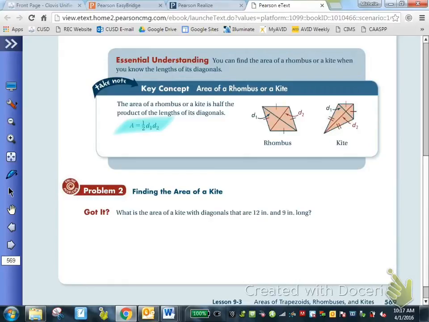So let's do a problem and then we'll do some practice. What is the area of a kite with diagonals that are 12 inches long and 9 inches long? So a kite looks like that second one. It has 2 congruent pieces and then 2 other congruent pieces. I think I need to draw mine better. Hold on. And let's draw the diagonals. One diagonal is 12 inches long, so that's going to be the long one. So that's this one. And the other diagonal is 9 inches. So that's that one.